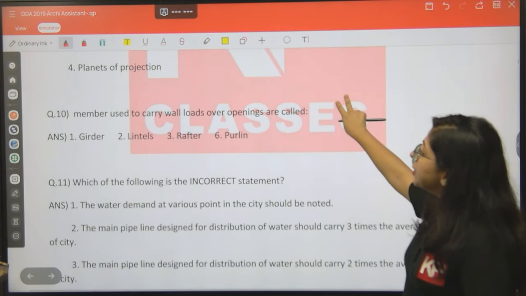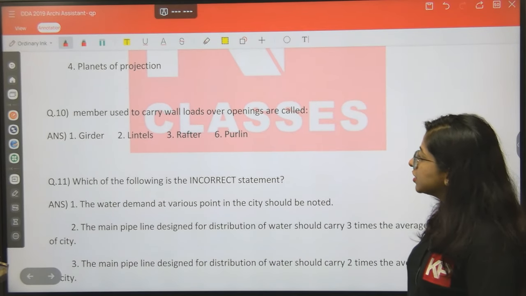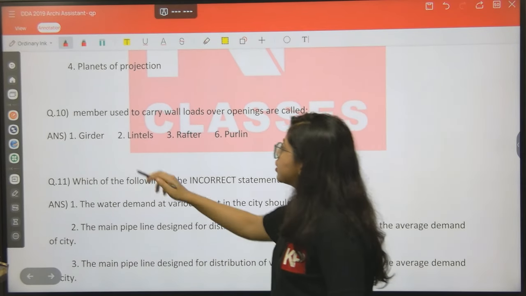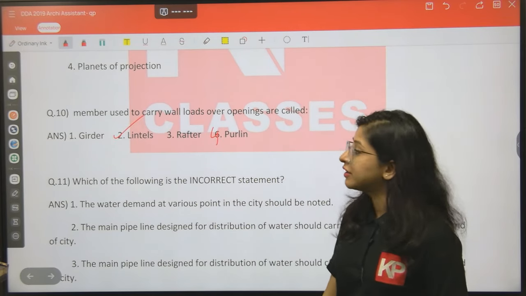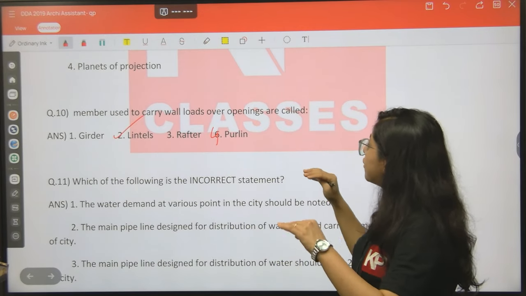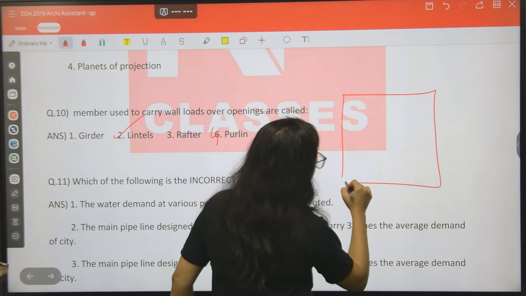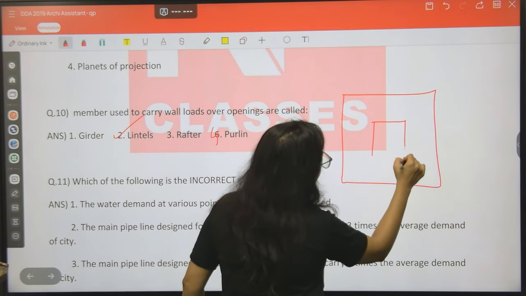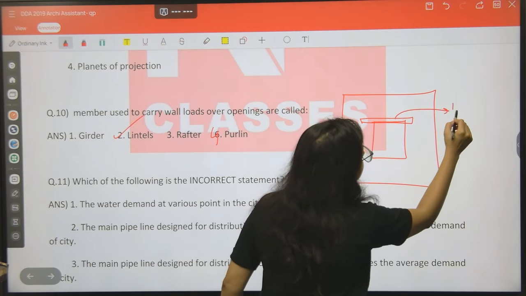Next, the member used to carry wall loads over openings is called girder, lintel, rafter or purlin. So, you are already aware of it, the answer would be lintel. What is the question saying? The member that is used to carry the wall load above openings is called. So, in a wall, whenever you have any kind of opening, let's say you have a window opening, above the window opening you have a lintel beam. This is what? This is the lintel beam.